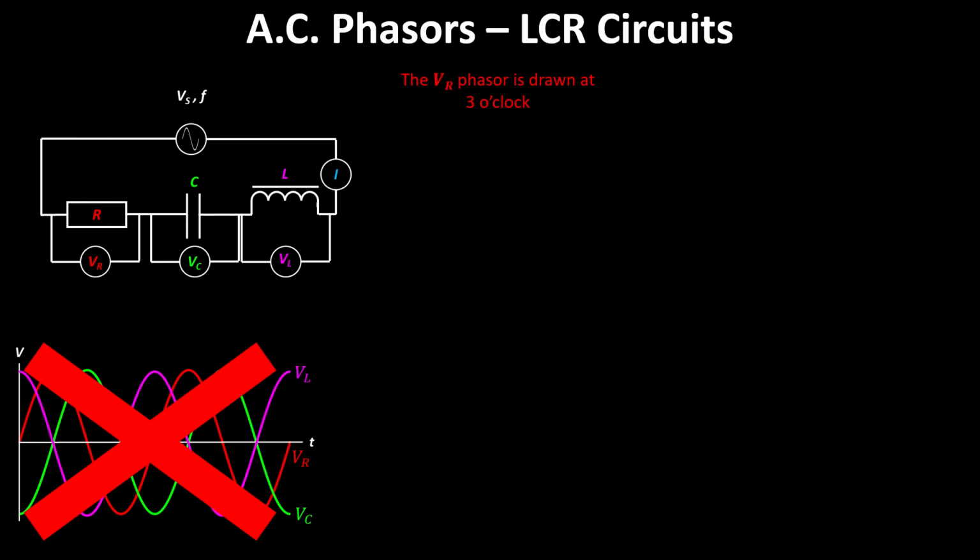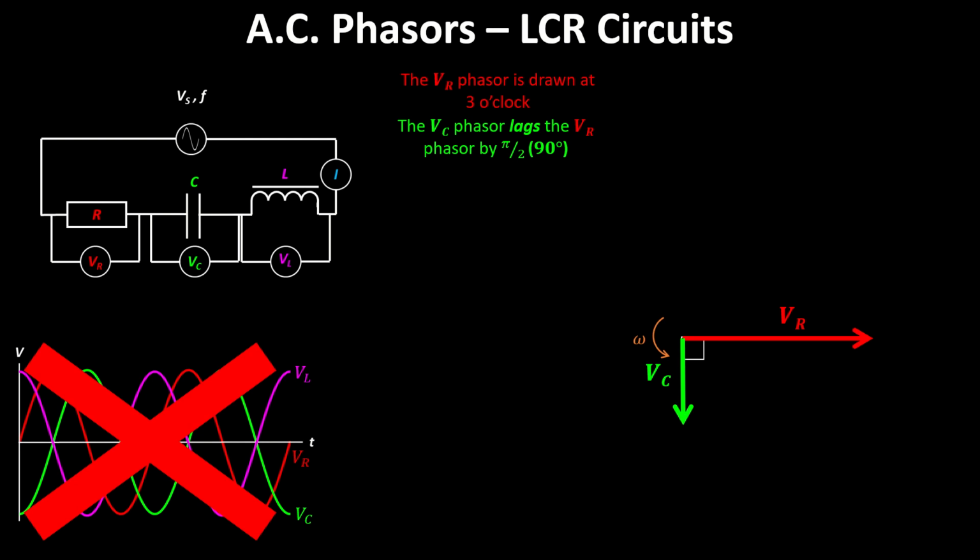We are instead going to look at it as a phasor. It makes much more sense. It's much simpler if you look at it as a phasor. It's another way of representing the same thing, but it makes a lot more sense in this case. So we start off with our resistor phasor at the 3 o'clock position and rotating with an angular velocity. And we've put in the other phasors. The capacitor voltage lags the VR phasor by pi/2, so it's going down.